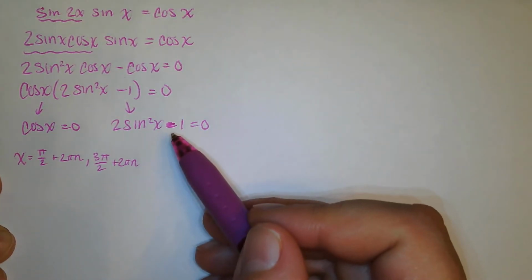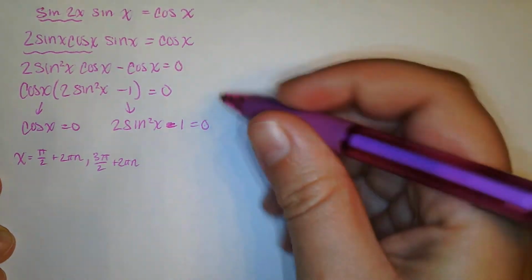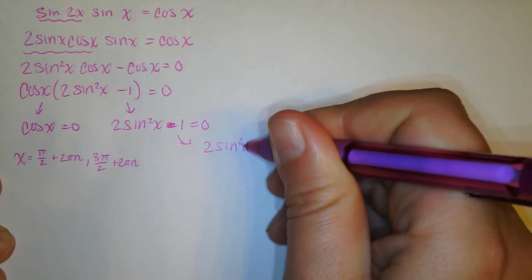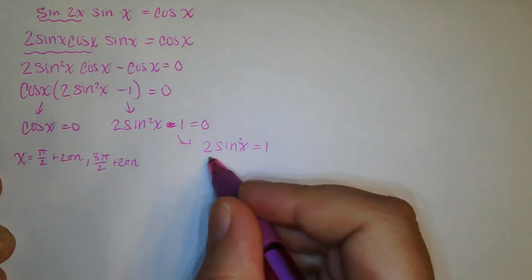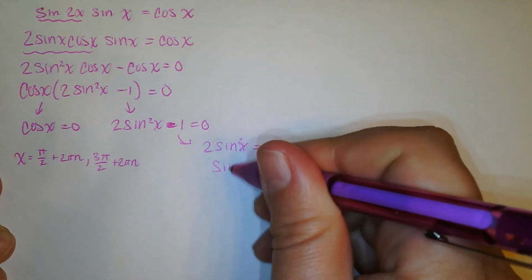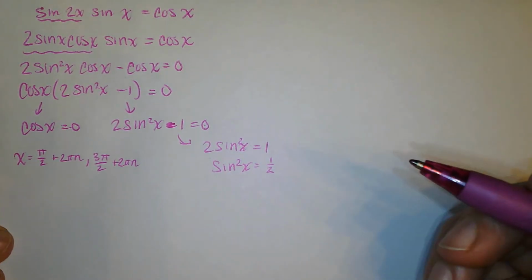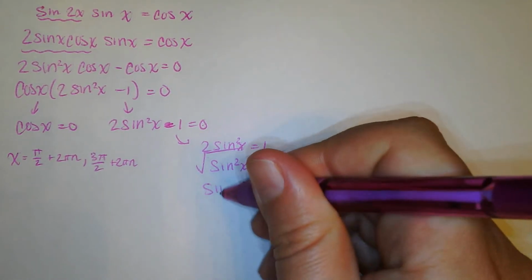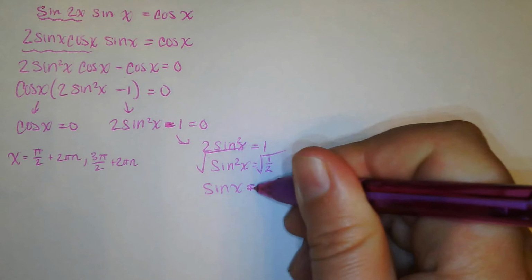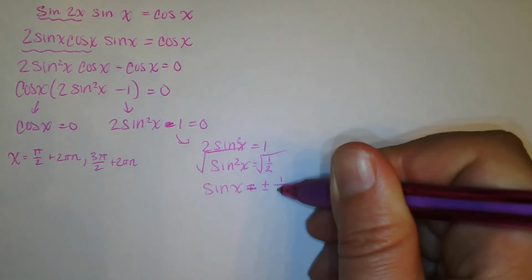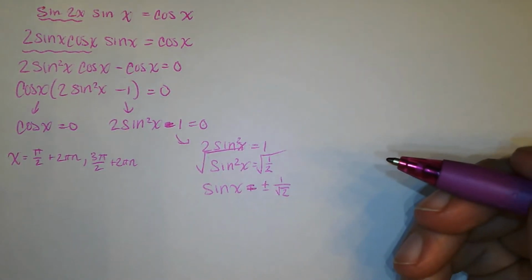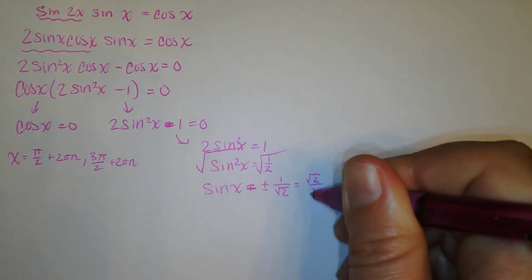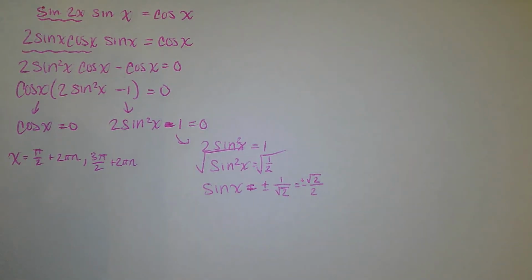Over here, I'm going to have to do a little bit of solving. Let's see, add the 1 over to the other side. So 2 sine squared x equals 1. Divide by 2, so sine squared x equals 1/2. Now I'm going to square root both sides, and I need a plus or minus. So sine of x equals plus or minus 1 over the square root of 2. And if you rationalize that, 1 over the square root of 2 is actually square root of 2 over 2. So plus or minus the square root of 2 over 2.